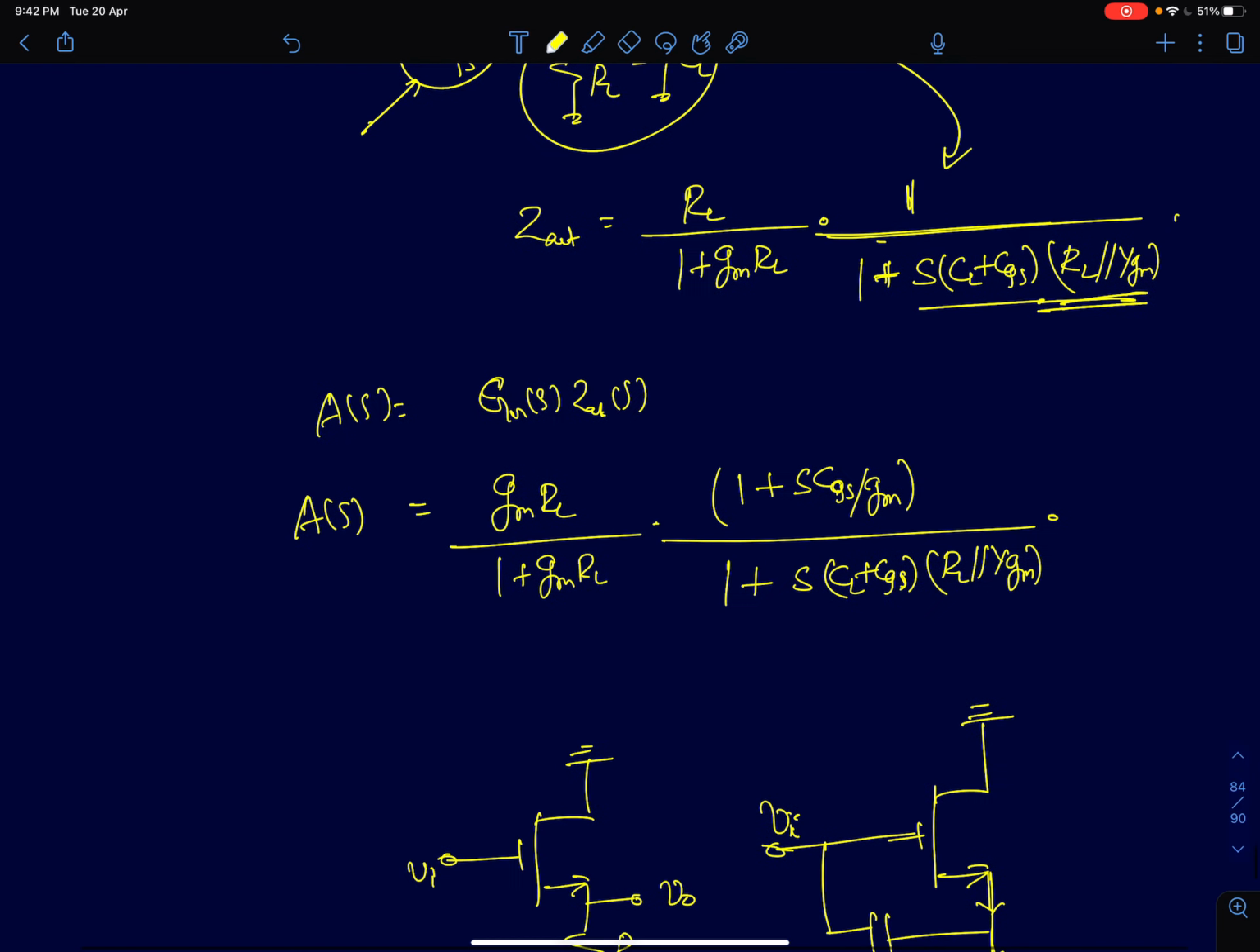So now we multiply the two terms. We see here there is one pole and one zero, one left half plane pole and one left half plane zero here. So this is the left half plane pole and zero.